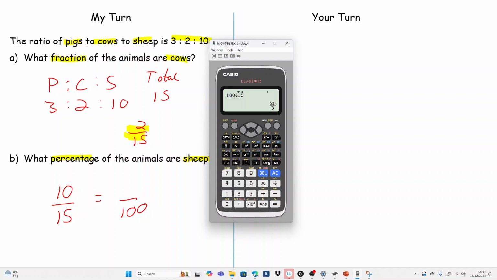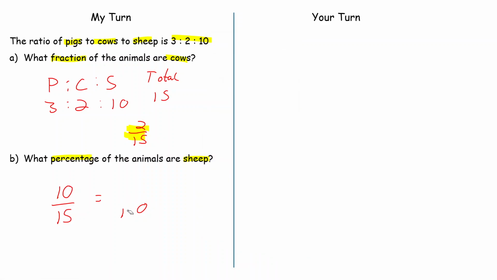So you know what I'm going to do instead? First of all, I'm going to simplify this. I'm going to divide that 10 by 5 and divide the 15 also by 5. 10 divided by 5 is going to give me 2. 15 divided by 5 is going to give me 3. So these mean the same thing here.